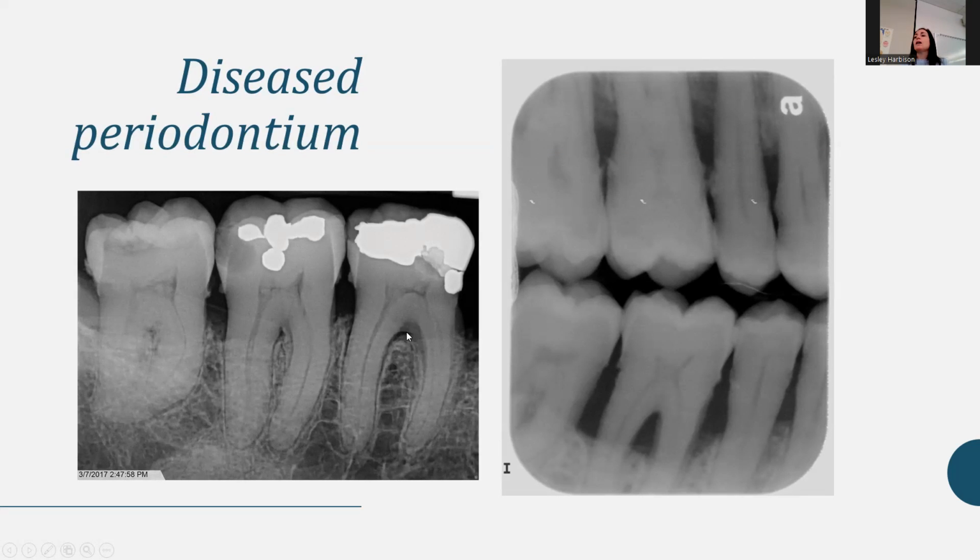And then you can see that there's all sorts of local factors, there's calculus here, and I don't know if that might be a little bit of an overhang. And then here it's much more severe. There's tons of bone loss, a major open furcation, and then here as well in the maxilla, tons of calculus everywhere.